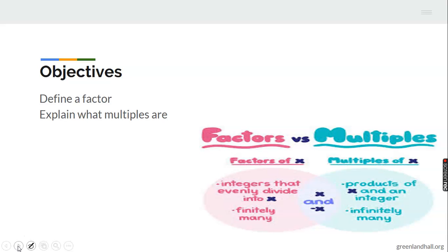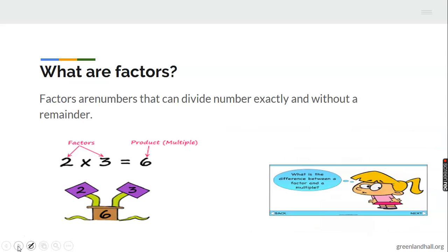Now, objectives for the day, the things I expect you to know after our class: you should be able to define what a factor is, you should be able to explain what multiples are, give examples, and know how you can look for these things. Now, we'll get straight into it, people, shouldn't we? Let's start. What are factors?